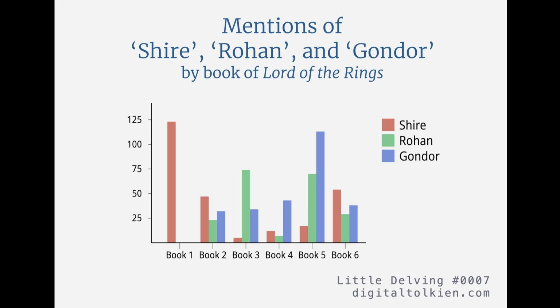One of the things I like about this is you see this clear U-shape in the Shire. The Shire gets talked about a lot in Book 1 and it comes back in Book 6, but it really drops down in the middle. In contrast, Rohan rises and so does Gondor, although notice Rohan is very rarely mentioned in Book 4 because of course that's where we have that split between Frodo and Sam on the one hand and the others in the Fellowship. So clearly Book 3 and Book 5 have more of a focus on Rohan, but Book 5 is really the book that focuses on Gondor, of course.